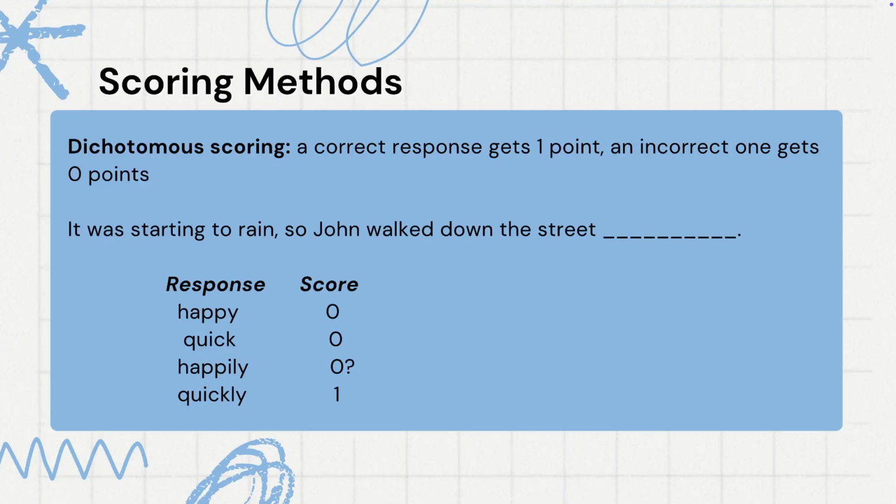Now how about happily? It was starting to rain, so John walked down the street happily. So this student knows that it needs to be an adverb here, but they just got the meaning wrong. Happily doesn't really match, right? They maybe forgot about the rain part, so they don't really understand. And then of course we got quickly, which is totally correct, the meaning and the form, so they get a full point. Okay, so this is dichotomous scoring.